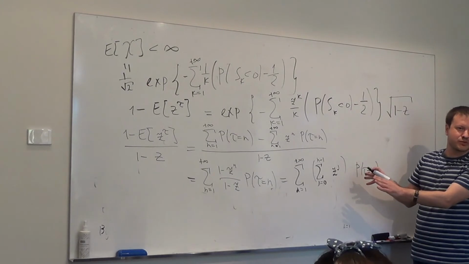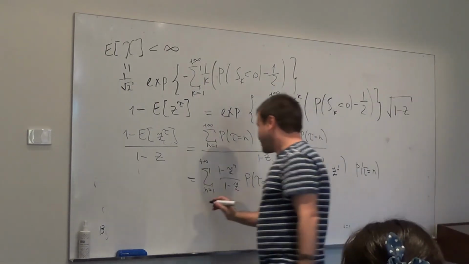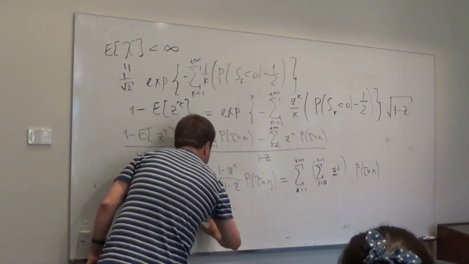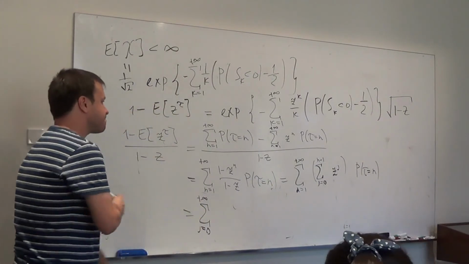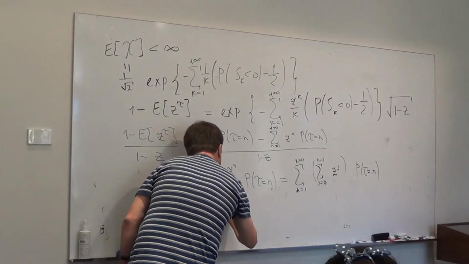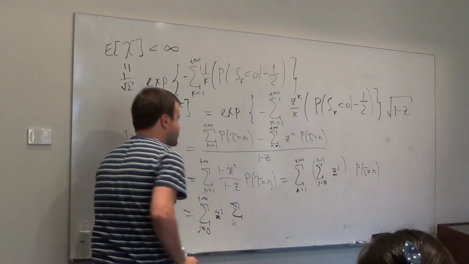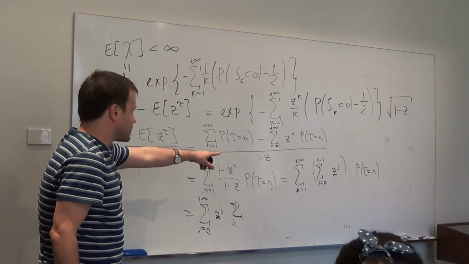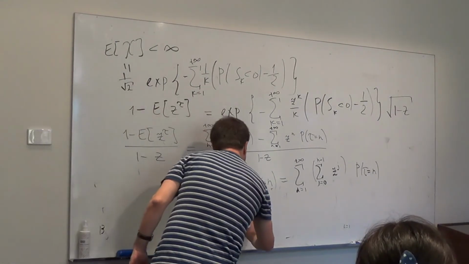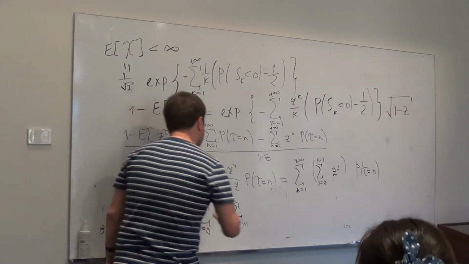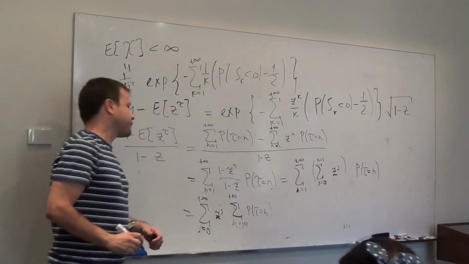Now, once you have two summations, the first thing you need to try is just to swap them. So that's what I'm going to do. I will have the sum over j from 0 to plus infinity of z to the power j, and this summation will go inside. So the sum over n, where n is always greater than j, so n changes from j plus 1 to plus infinity, of the probability that tau is equal to n.